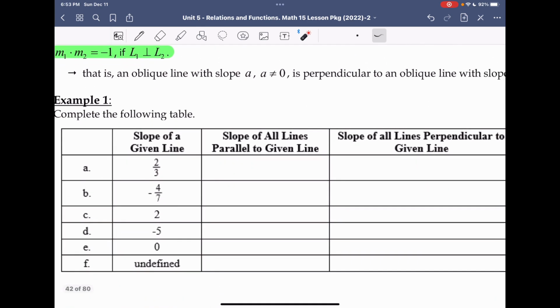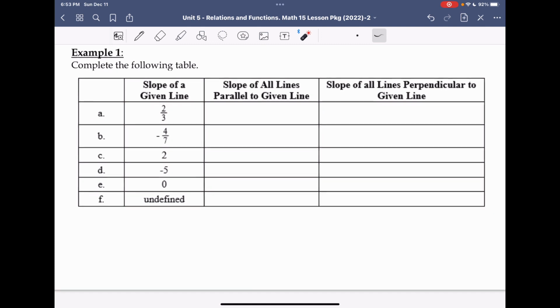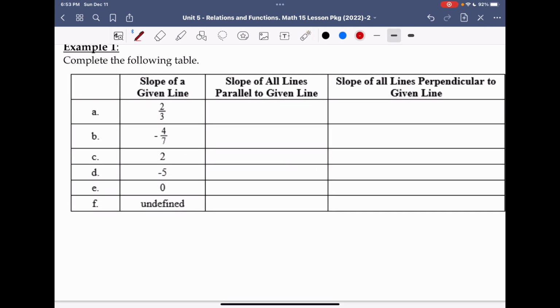Okay. Now, if we go down to example 1 here, we're going to fill in this table. Slope of all lines that are parallel to the given line. Well, a slope of a given line is 2 over 3. The parallel one should be the exact same. We know that parallel lines have the same slope. Slope of the perpendicular means we flip the fraction and add the negative.